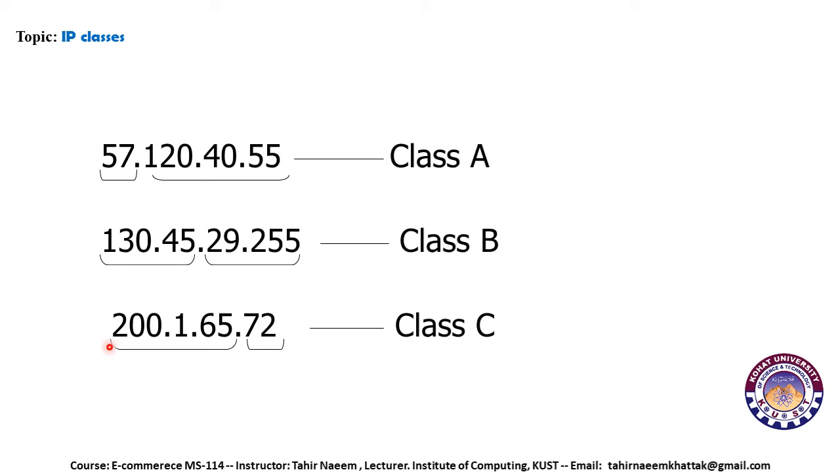So the last example is of Class C addresses. As we know, this is greater than 192. As we discussed in previous classes, 200 is greater than 192, and this falls into Class C addresses. In Class C addresses, 3 bytes are reserved for network addresses, while the last byte is reserved for machine address.